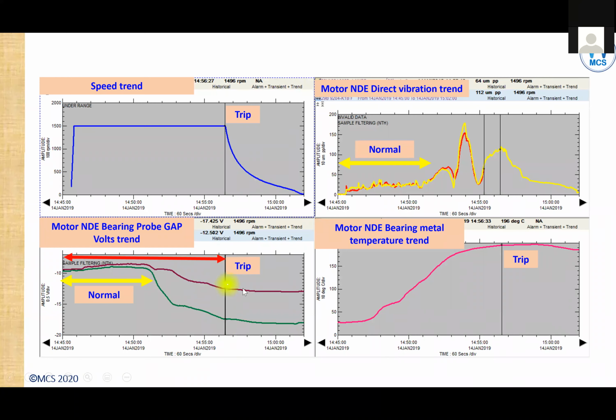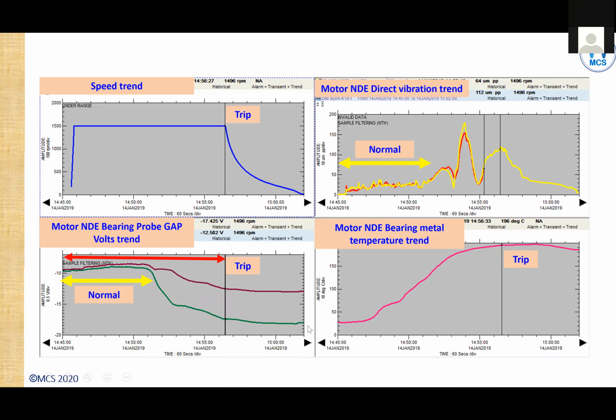And after the trip also, if you see, the gap voltage is practically almost constant. It means there is no real movement of the shaft by the time the machine tripped, because the shaft is almost lying on the bearing bottom itself. And during that same time, you can see how the temperature has changed. It went up to 190 or 200 degrees, and then the machine was finally tripped. Now this is the gap voltage plot which you are seeing here. The gap voltage trend was normal as long as the vibrations were normal, and when the vibrations started increasing, you can see the gap voltages becoming more negative.